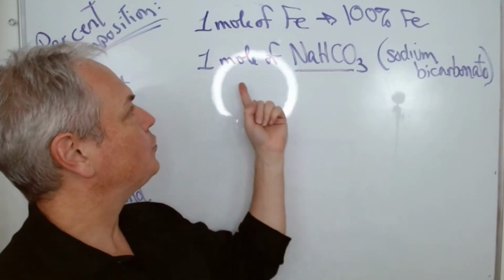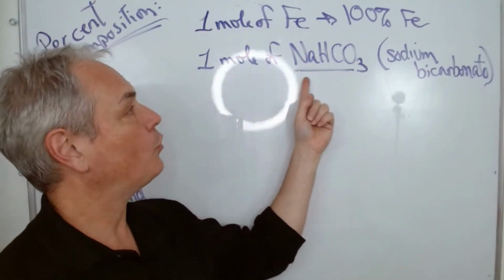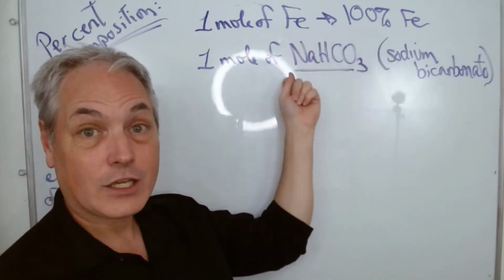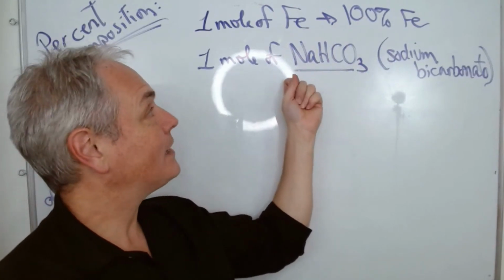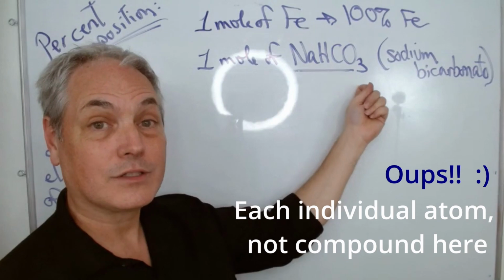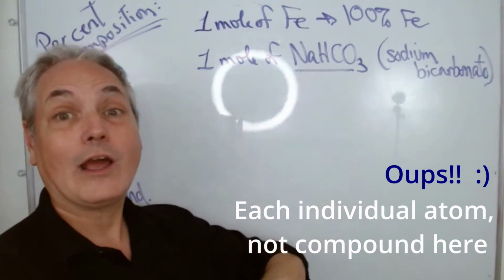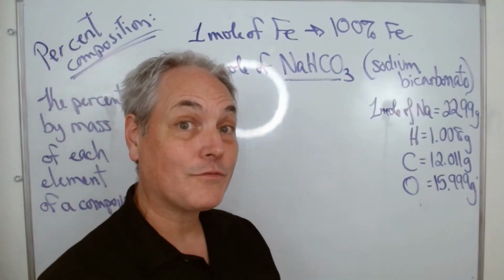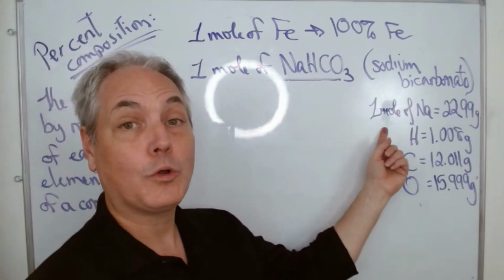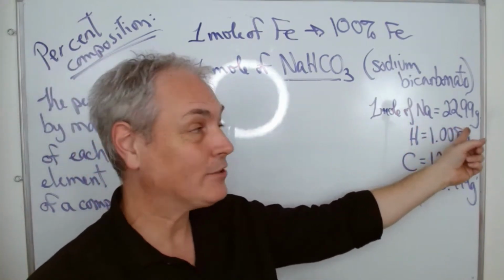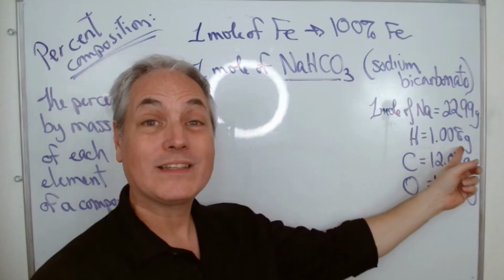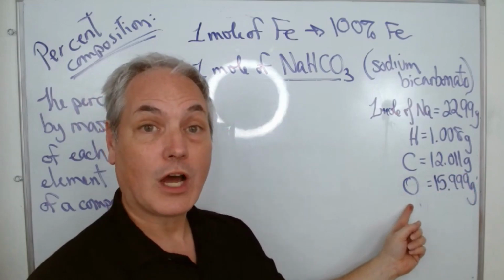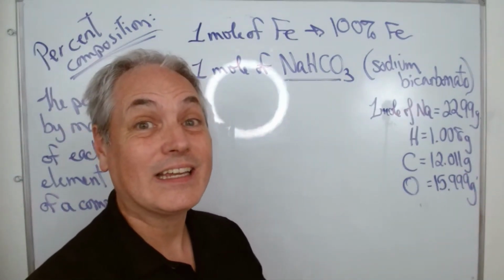In order to do this work, if I have 1 mole of sodium bicarbonate, I need to know the molar mass of this compound, and I also need to know the molar mass of each of the individual elements, which I will compare to the overall mass of the compound. So let's get some data from the periodic table. After a visit to the periodic table, I found that 1 mole of sodium is 22.99 grams, 1 mole of hydrogen is 1.008 grams, a mole of carbon is 12.011 grams, and 1 mole of oxygen is 15.999 grams.